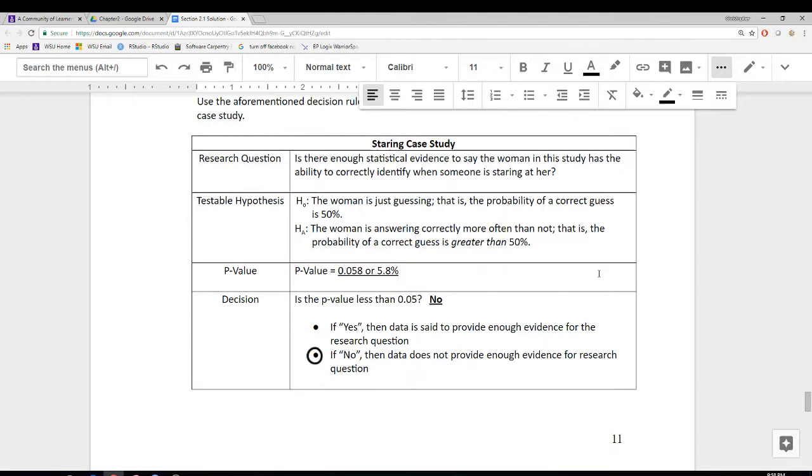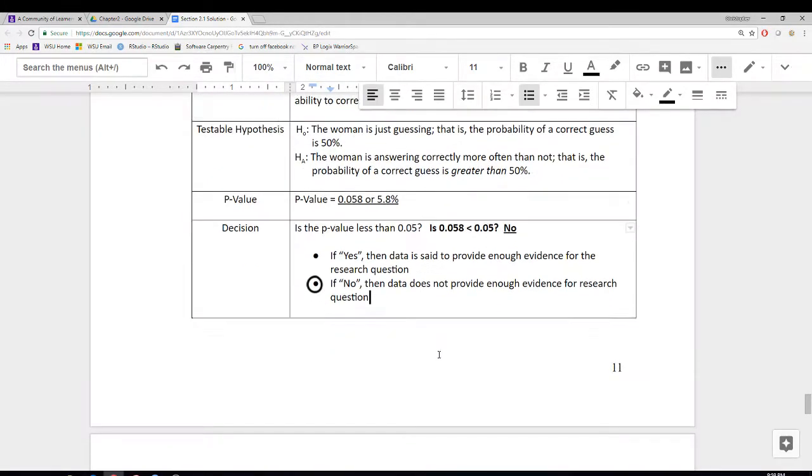Okay, let us continue with finishing up that staring case study. The p-value, computed up above, was 0.058, 5.8%. Is that p-value less than 0.05? It's not. So we ask ourselves, is 0.058 less than 0.05? The answer is no. If the answer is no, then we do not have enough evidence for the research question. So the data does not provide enough evidence for the research question. That's the decision of the test.